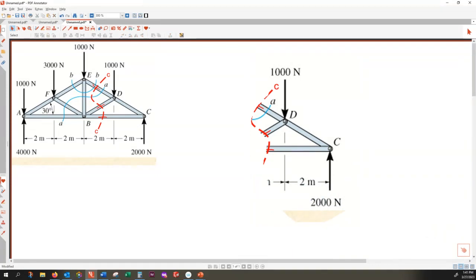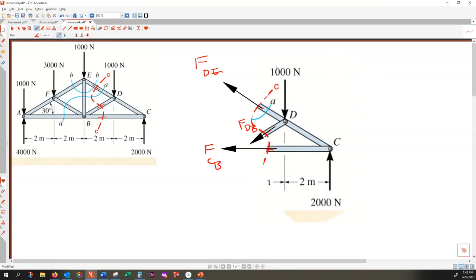Okay, so the labels are there. I have to expose the internal forces, and I assume that the internal forces are tensile. So maybe my assumption has to change later on, but at this stage, I can only assume that they are tensile. So labeling these forces, that becomes FDE. This one, FDB, and this one FCB. So 3 unknowns, 3 conditions, that is solvable.